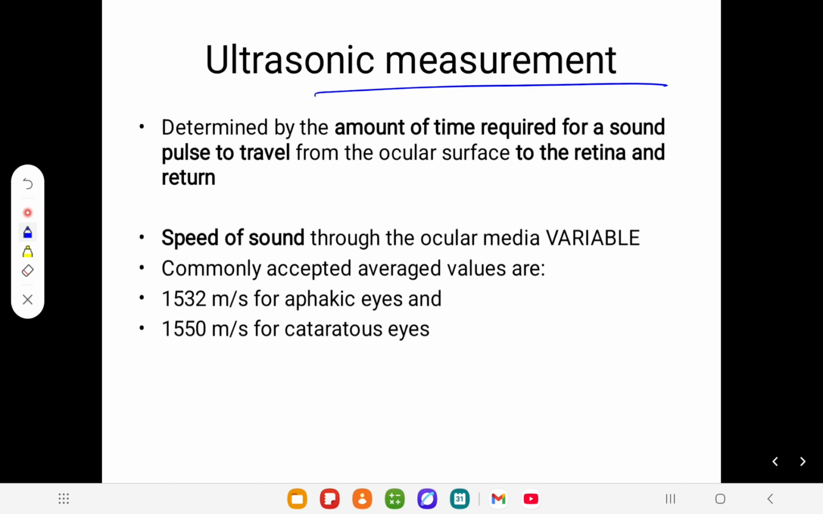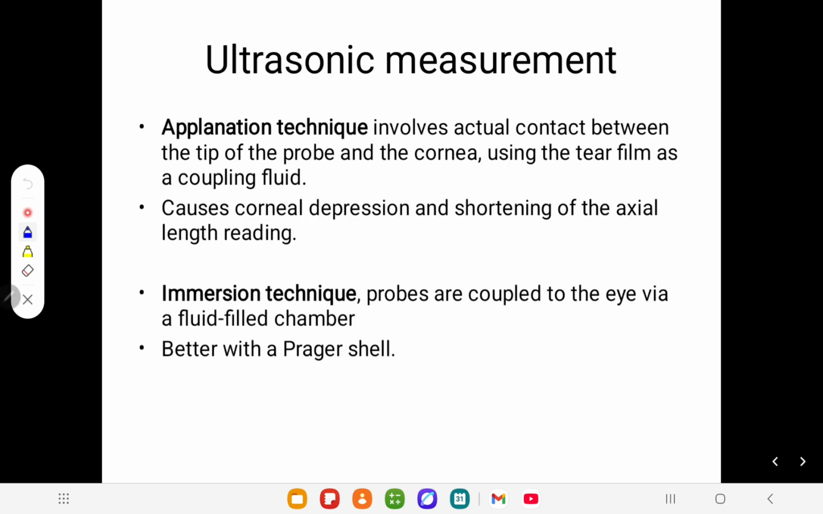So ultrasonography measurement is determined by the amount of time required for a sound pulse to travel from the ocular surface to the retina and return back. So basically, it's the game of speed and time. The speed of sound throughout the ocular media is variable. Definitely it's variable because it depends on the refractive index. It depends on the density, isn't it? So the commonly accepted value is 1532 meters per second in an aphakic eye. If it is phakic or cataract, it's 1550 meters per second. Yes, it's definitely different in silicone oil too, in the vitreous chamber definitely.